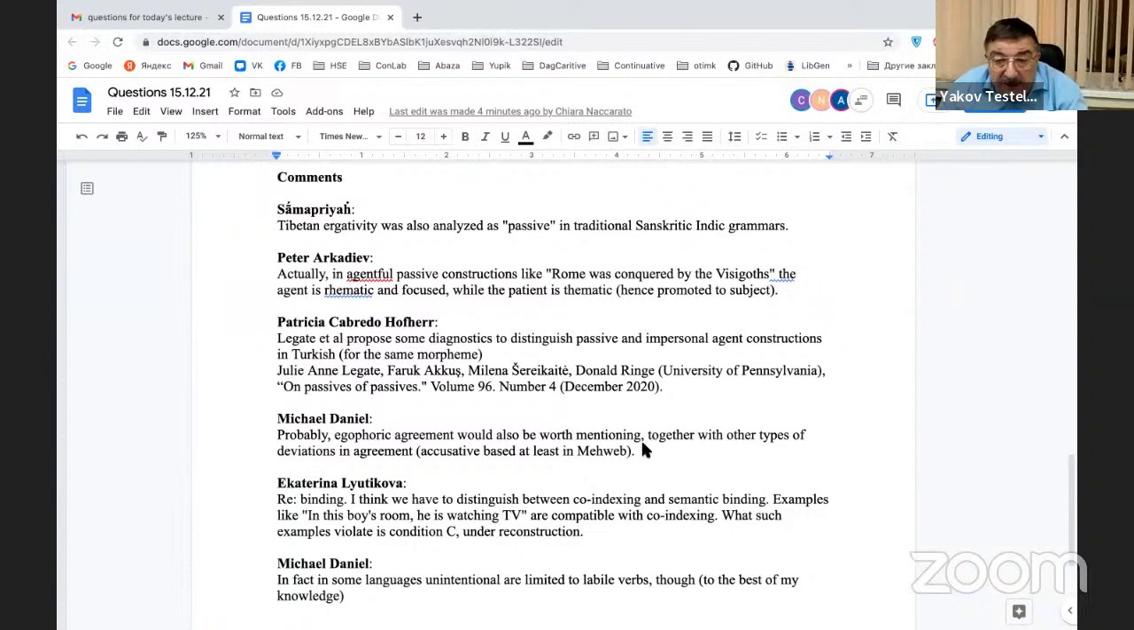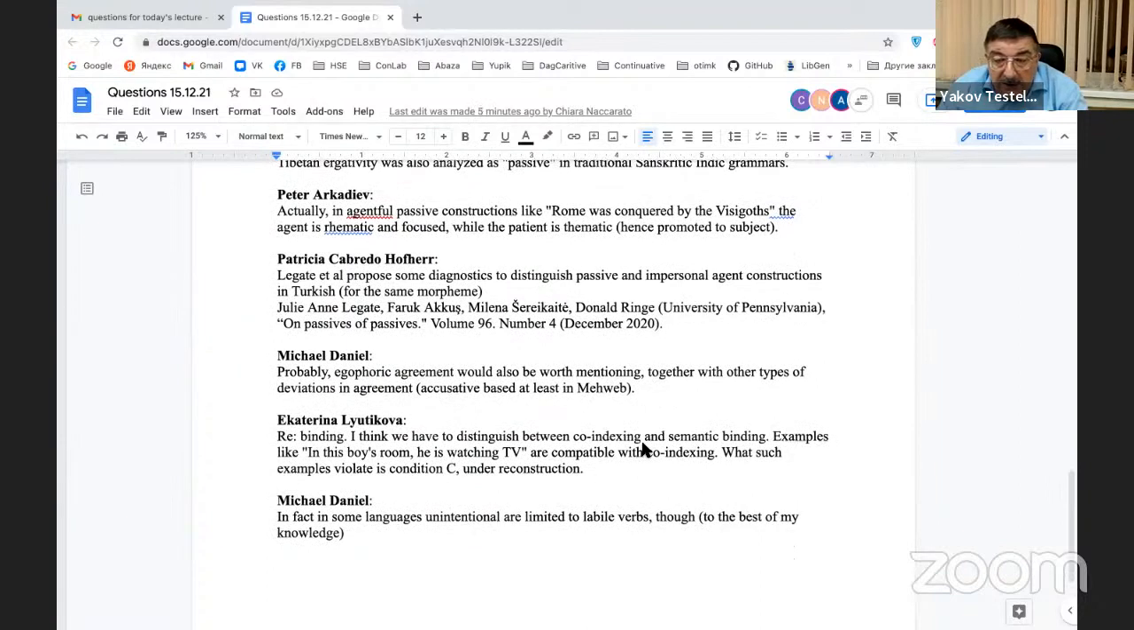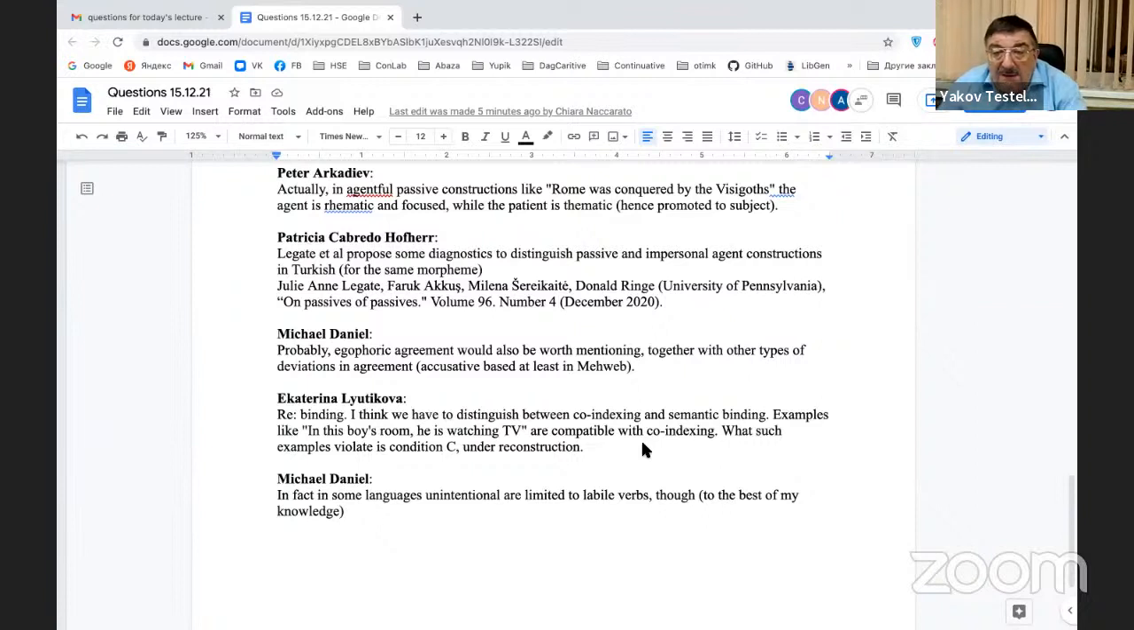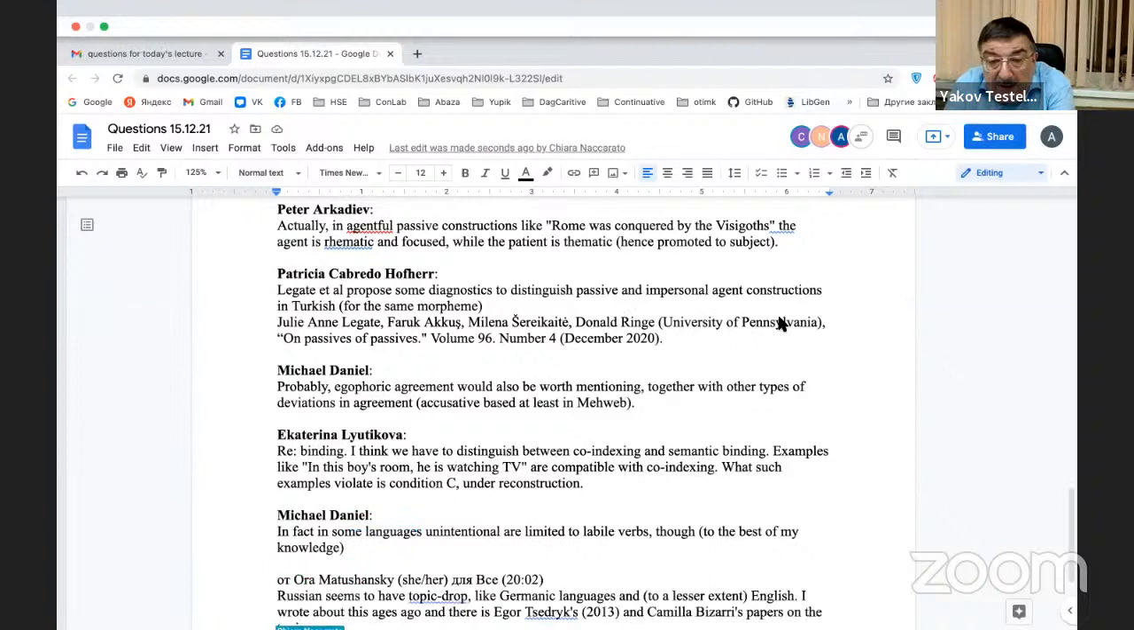Lyutikova and others propose some diagnostics to distinguish passive and impersonal agent constructions in Turkish. Oh, yes. Well, there may be different diagnostics. It much depends on the grammatical model which is used, and on the definitions that are adopted, because in any grammatical model, you need some form of understanding of how active, passive, or impersonal work. So it may be different, of course. Probably egophoric agreement would also be worth mentioning, together with other types of deviations in agreement, accusative-based at least in Mehweb. Well, egophoric agreement is probably like all sorts of personal agreement. It doesn't involve the problems of ergativity, so I hope it will be covered in Nina's lecture in a week.